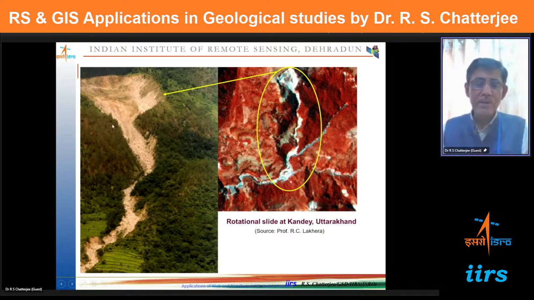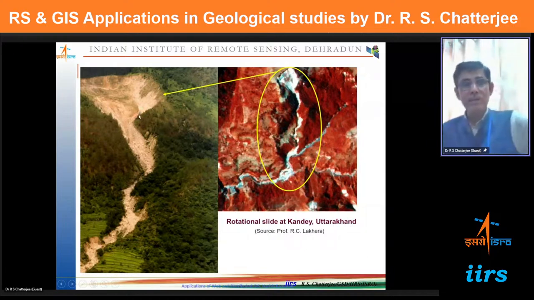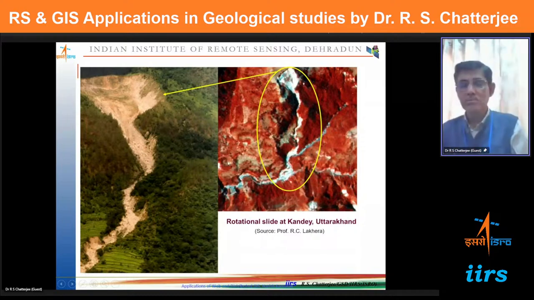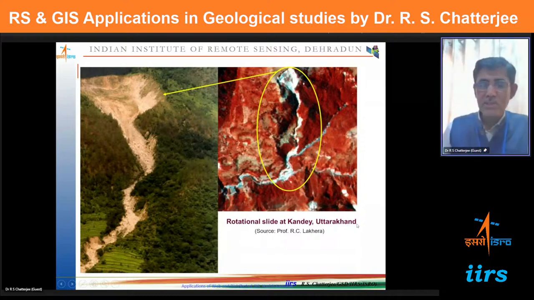Now you see, in case of this landslide, using terrestrial photography, you can identify how it looks in the satellite image, isn't it? Like a spoon, isn't it? Like a spoon geometry. So that tells you that it is a rotational landslide. It is coming like this, scooping out the mass, and then it is falling down in Uttarakhand, Kandi area.